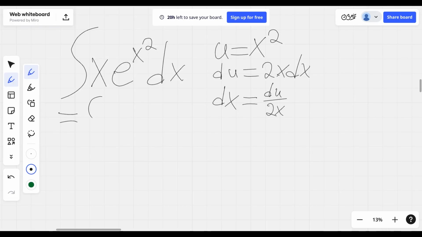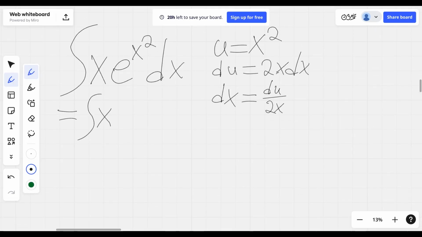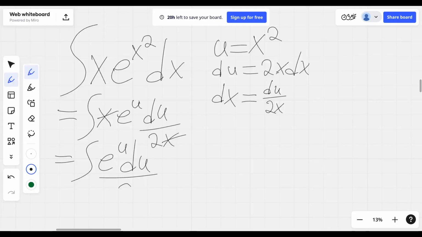Now we're just going to rewrite our integral with our new u-sub. So everything that's x squared is going to become u. So it's going to be x times e to the u. And then instead of dx, we're going to write du over 2x. So now this simplifies it a lot. So our new integral, the x here is going to cancel out with this one. So it's going to be e to the u du over 2.